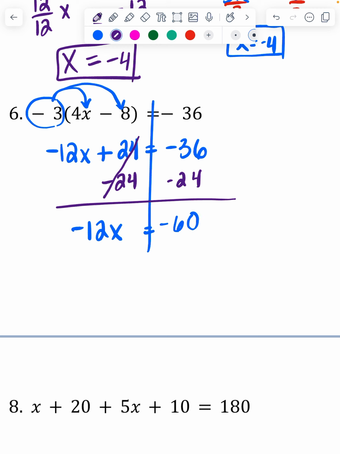And then we're going to divide by negative 12, because negative 12x is multiplication to leave us with x. And a negative divided by a negative leaves me with a positive answer, and 12 fits into 60 five times, I believe.